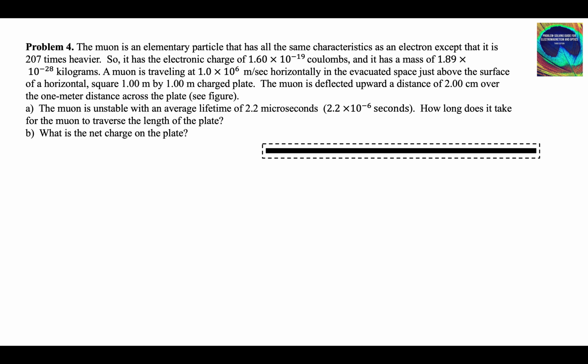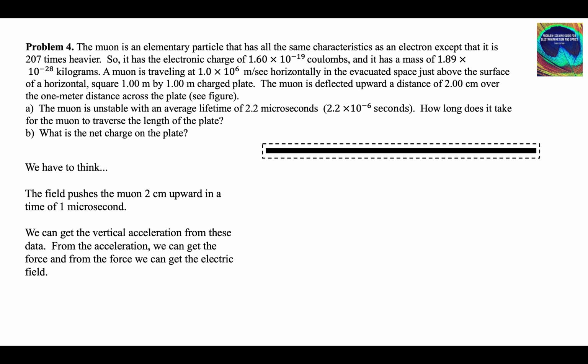I've got to think. The field puts a force on the muon and pushes it 2 centimeters upward in a time of 1 microsecond. The initial speed in the y direction is 0. We can get the vertical acceleration. From the acceleration, we can get the force, F equals ma. From the force, we can get the field, F is QE. Sounds like a good plan. I like it. Let's see what happens.